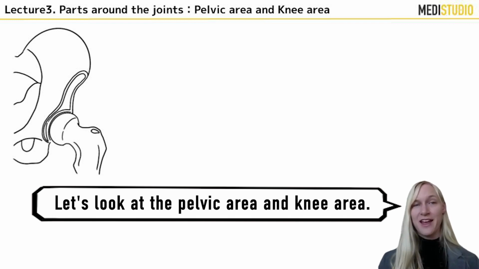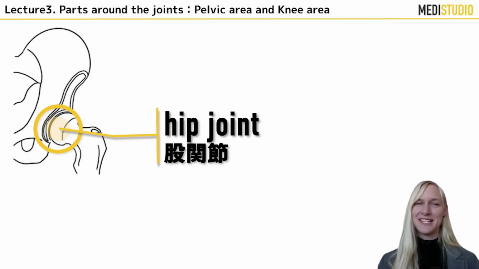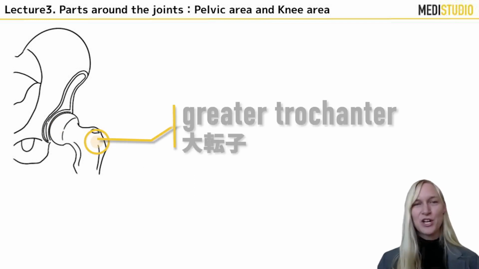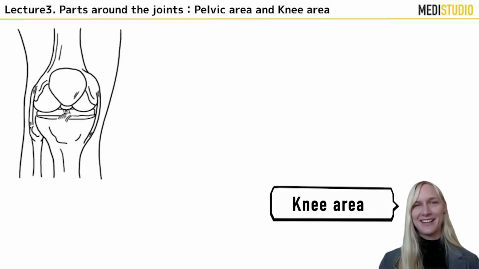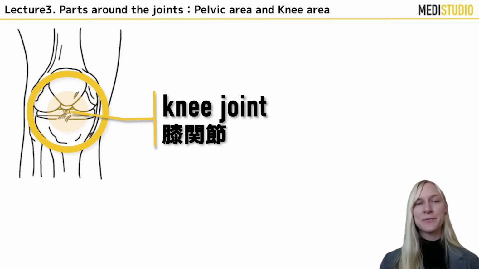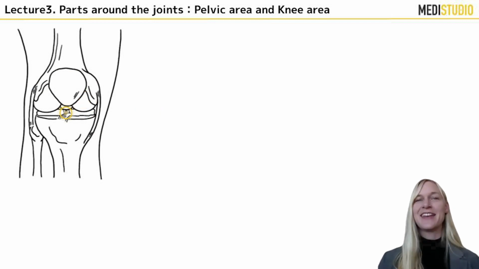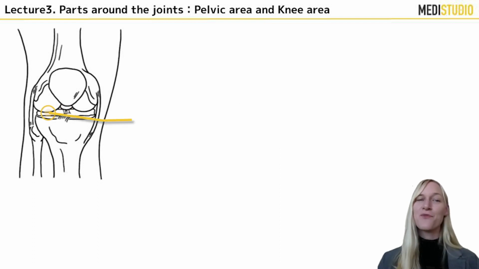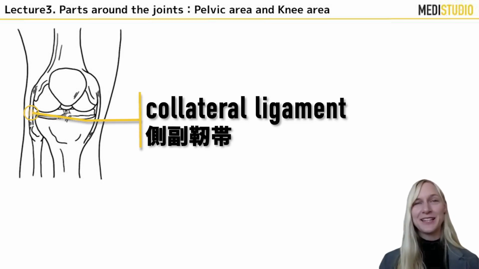Let's look at the pelvic area and the knee area. Firstly, the pelvic area. Number 1, hip joint. Number 2, femoral head or caput femoris. And number 3, greater trochanter. And now for the knee area. Number 1, knee joint. Number 2, cartilage. Number 3, cruciate ligament. Number 4, meniscus. And number 5, collateral ligament.